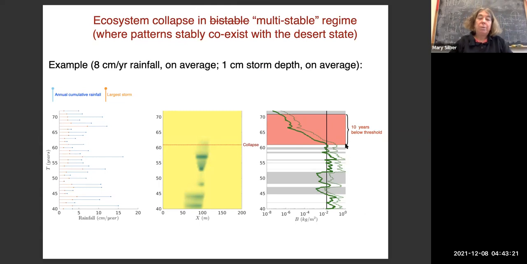Okay, so let me just turn to some simulation results. So one thing that we were interested in was collapse events. So we went to a region in our phase space where we had the desert state coexisting stably with pattern states, and we looked at the collapse of the ecosystem. So the collapse is signified by the biomass on the domain dropping below some threshold and staying below it for at least 10 years. Okay, so here's a collapse event.